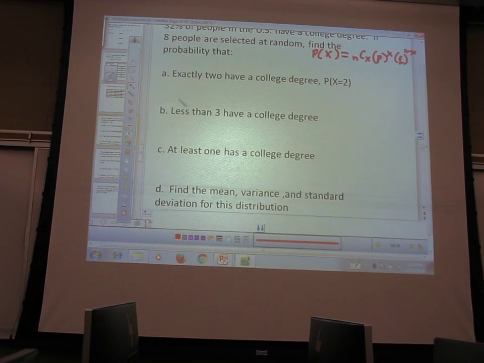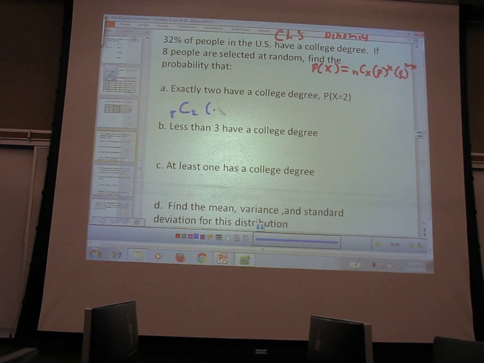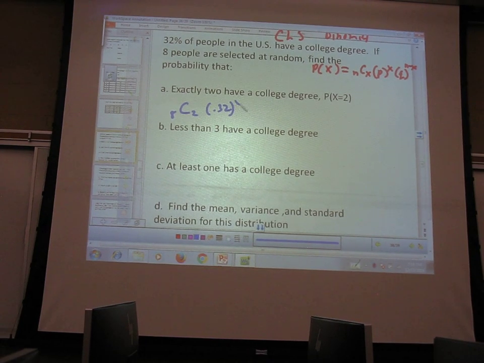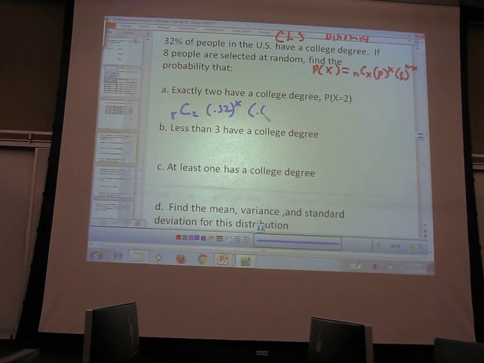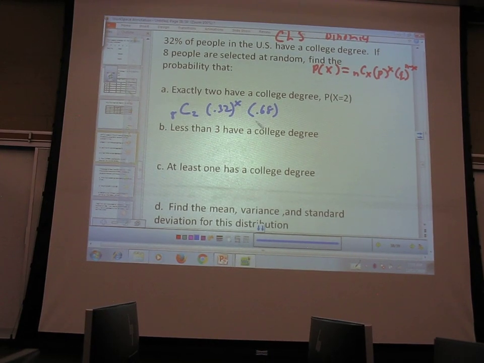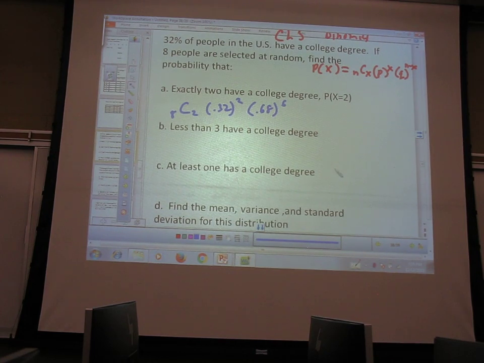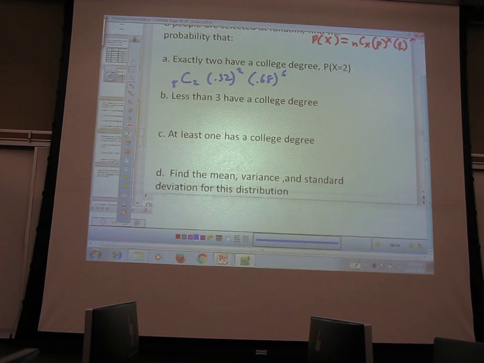Alright, this is the formula. What's your n? 8. n choose what's my x? 2. Times what's my p? 0.32, to the x power, the 2 successes. Then 0.68, because 32 plus what gives me 100%? 68%. To the 6th power. If I have 2 successes, how many failures do I have? 6. Everybody on board? I'm not going to worry about you calculating that. That's less of a concern.